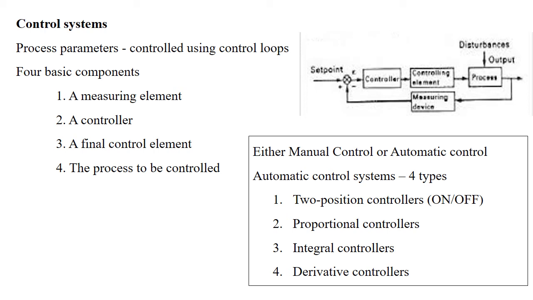These types of control may be done either through manual control or through automatic control. The automatic control systems are again of four different types. They are two position controls such as on or off, proportional controllers, integral controllers, and derivative controllers.